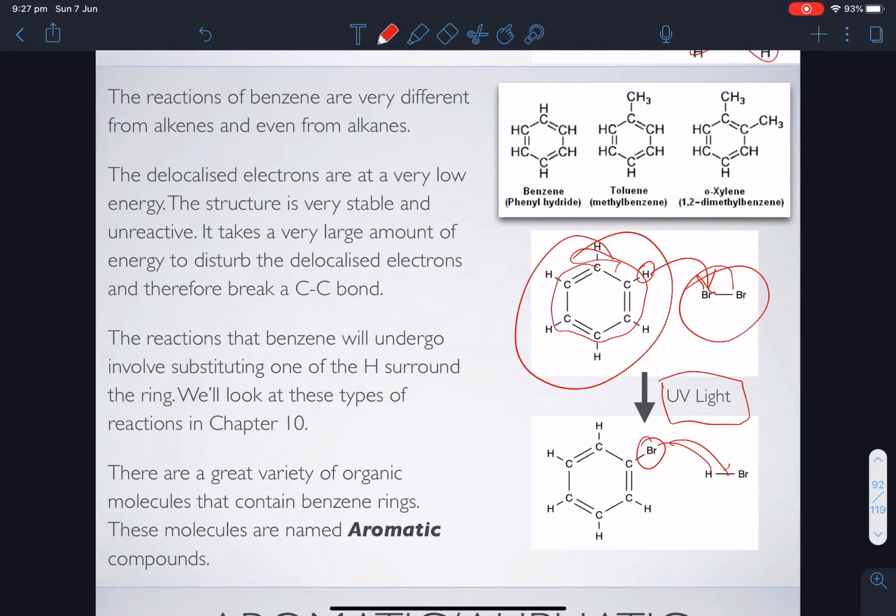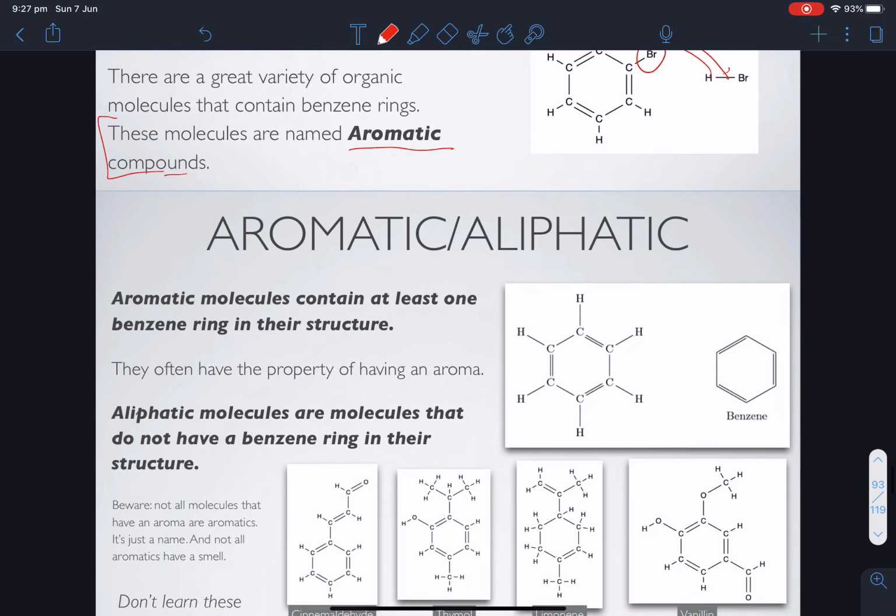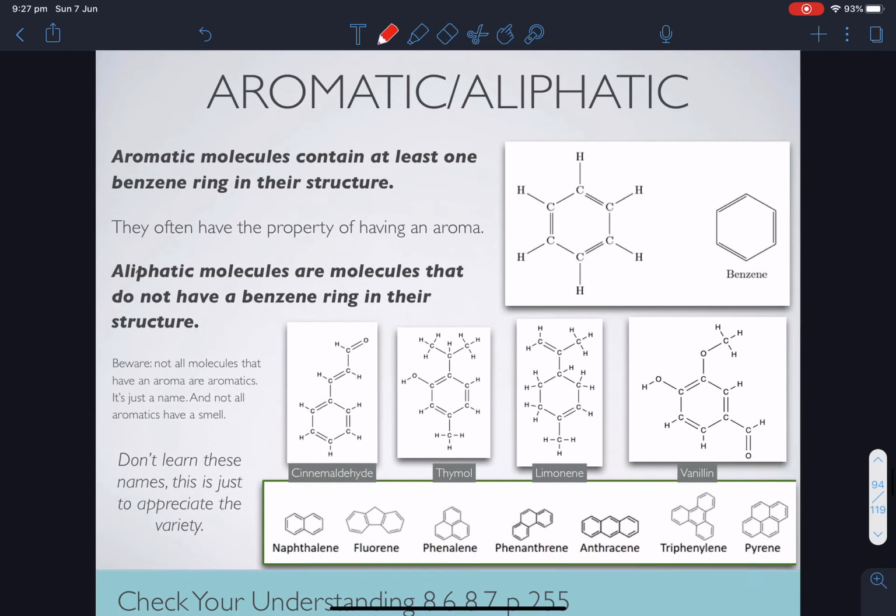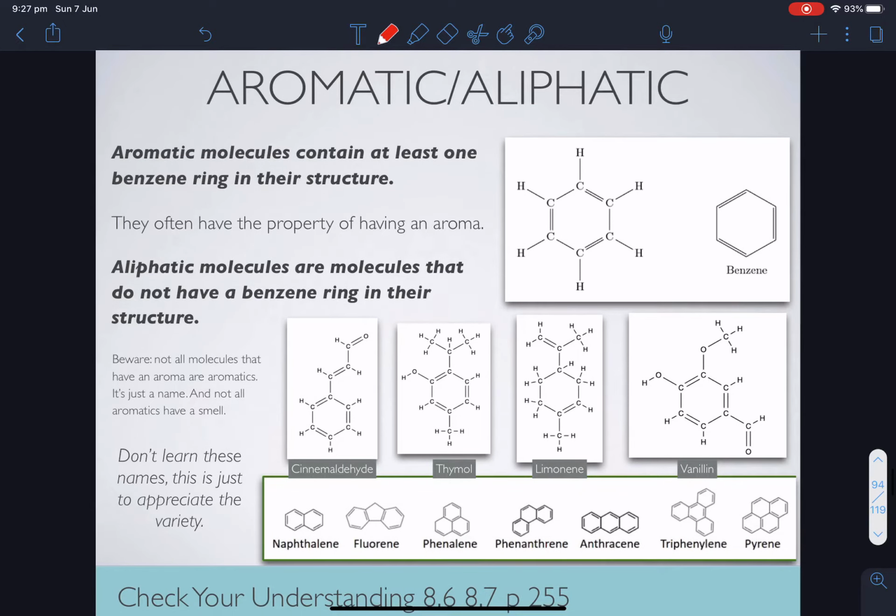Okay, as I was just saying, there's a great variety of organic molecules that contain benzene rings, and we name these that contain benzene aromatic compounds. And I'll talk about that on the next slide. That's good. I was just about to go a bit deeper there. So aromatic, aliphatic, they're opposites. But as I was just saying, aromatic molecules contain at least one benzene ring in their structure.